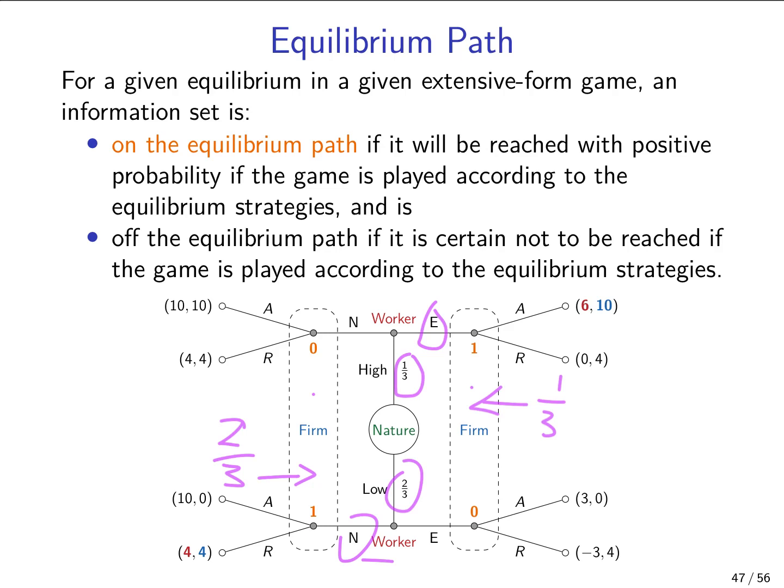And here we don't have an information set that is off the equilibrium path. But if there's no positive probability that it would be reached based on how the players play the equilibrium strategy, they would be off the equilibrium path.